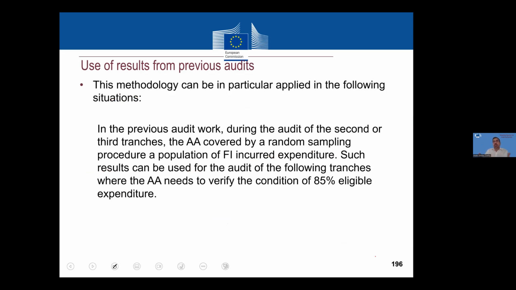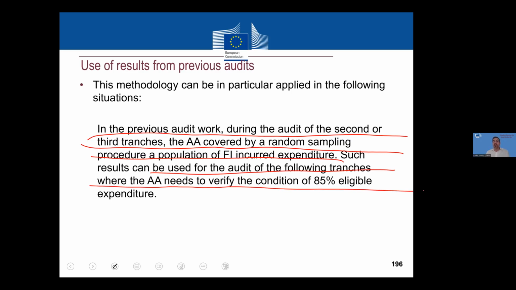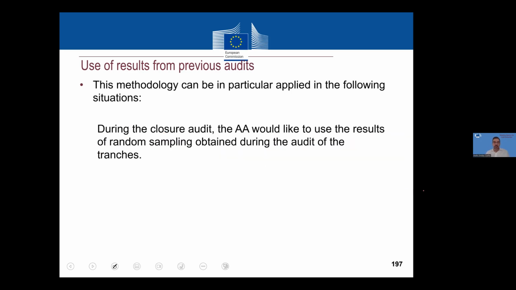What are some situations where you can use the results of previous audits? Some examples. One, in the previous audit work, during the audit of the second or third tranche, the audit authority covered through a random sampling procedure a population of incurred expenditure. These results can then be used for the audit of the following tranches, where they need to verify the condition of 85% of eligible expenditure. This is a classical situation. You can use past data.